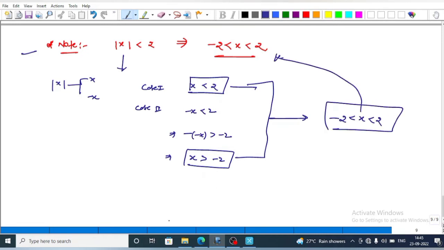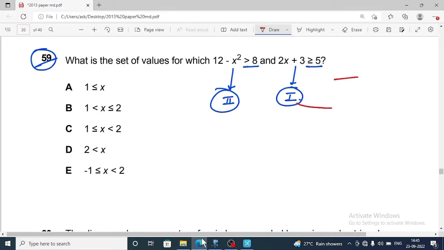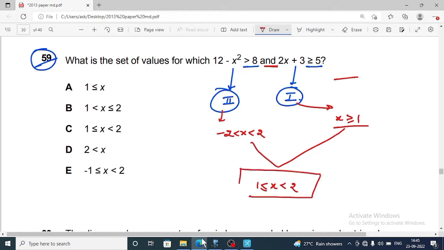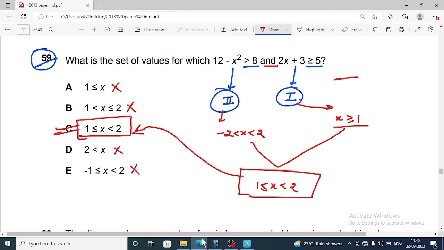Simply this. From our explanation, this inequality gives us x greater than or equal to 1, and this inequality gives us minus 2 less than x less than 2, and we have to find their intersection. So their intersection is 1 less than x less than 2. This matches with option C. This implies that option A, option B, option D, option E are incorrect. Only option C is correct.